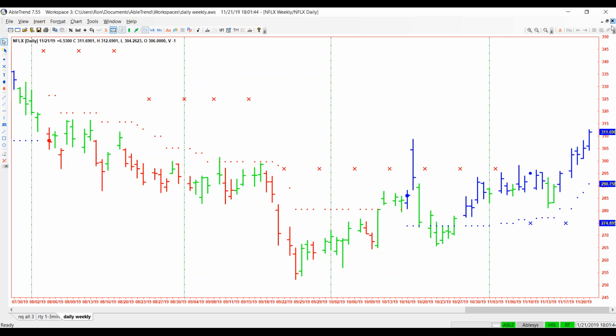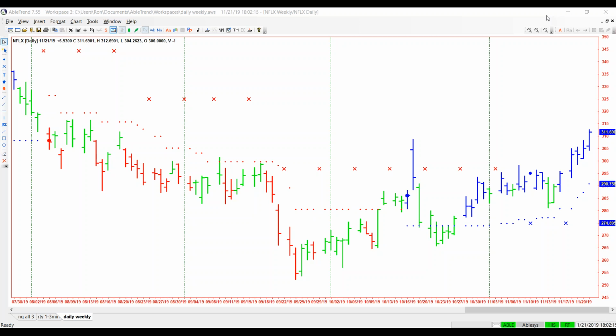So let's jump in, and being that AbleTrend works equally well for stocks and futures and Forex, long-term and short-term, we'll take a look at a Netflix chart here, which is a daily, weekly. Excellent for option trading, long-term trading. If you like to buy and hold, that's certainly fine. When I say buy and hold, I mean more for a longer-term position. This is not for a day or swing trade.